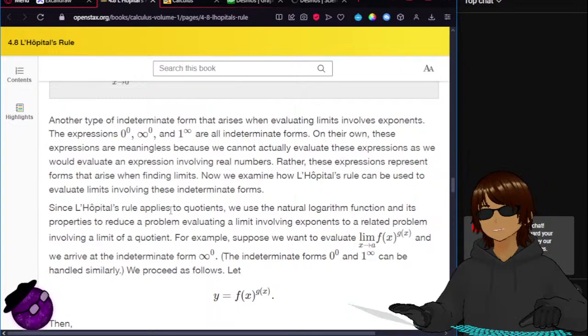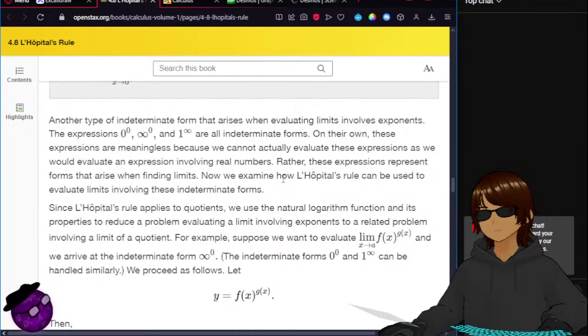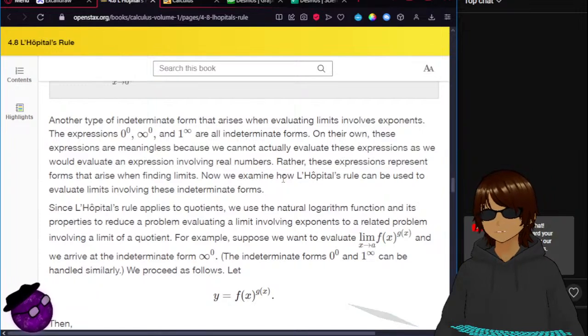Another type of indeterminate form that arises when evaluating limits involves exponents. The expressions 0 to the power of 0, infinity to the power of 0, and 1 to the power of infinity are all indeterminate forms. On their own, these expressions are meaningless because we cannot actually evaluate them as we would evaluate an expression involving real numbers.